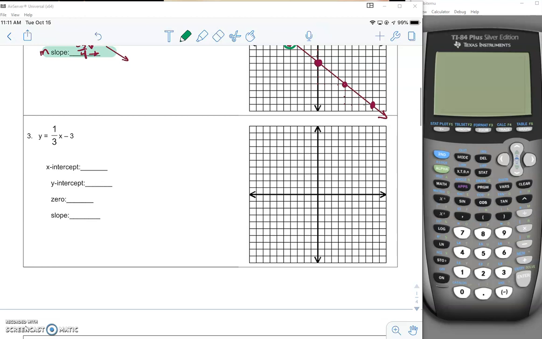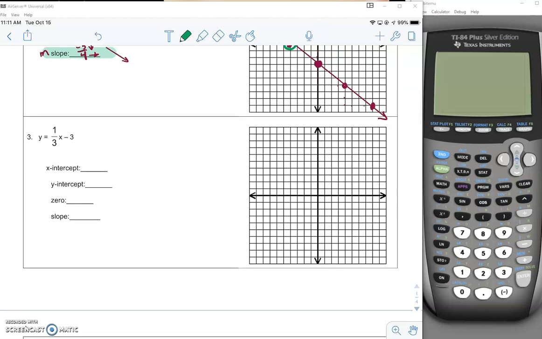Number 3. Y is equal to 1/3 x minus 3. Y equals mx plus b, where b is my y-intercept. So my y-intercept is the point (0, -3). I will start there on my graph. And my slope is the m value, which is 1 over 3, a positive slope. So I'm going up 1 and over 3. I should be increasing from left to right.